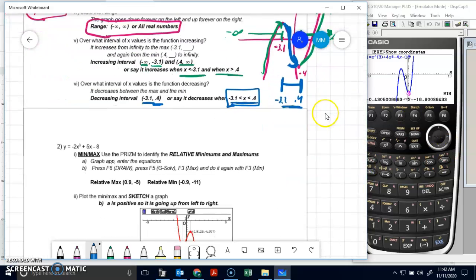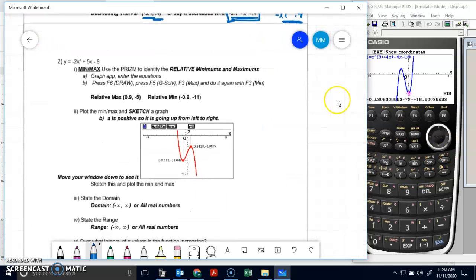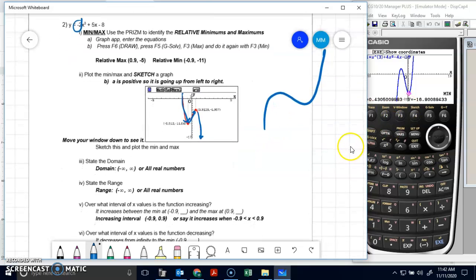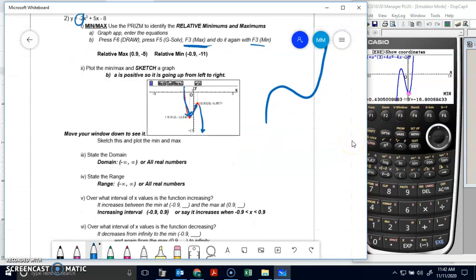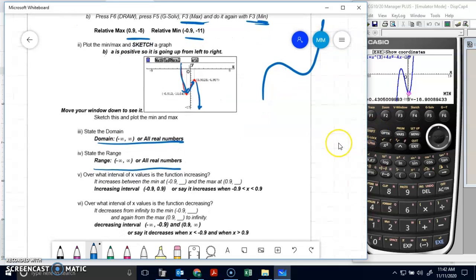Okay? I do have another one of it going the opposite direction. Notice on this one, the a value is negative. So instead of it going up, down, and up, it's going down, then up, then down. Now the domain and range, and again, you get the mins and maxes the same way. The domain and range are still all real numbers. There's nothing restricting x or y from existing for any number. But the increasing and decreasing are what we need to focus on here.